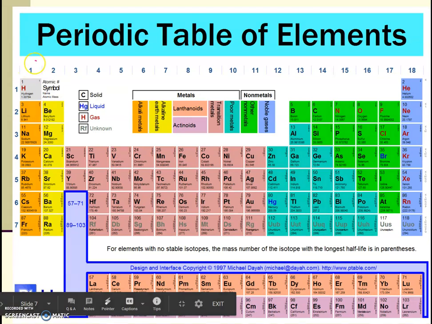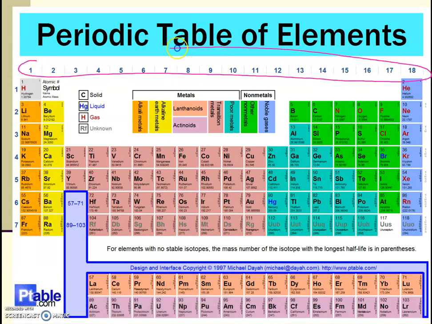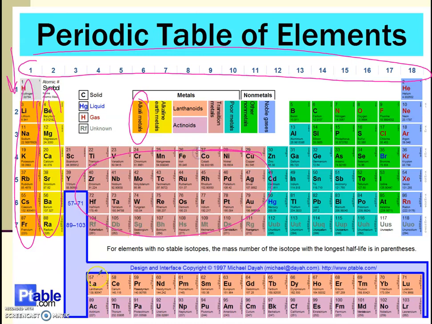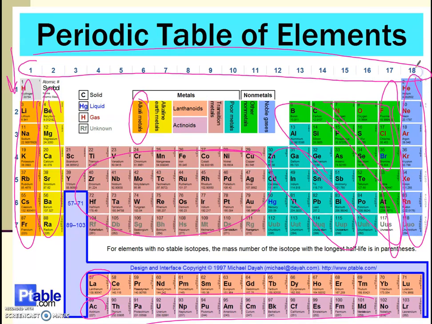So here are our 18 different columns, our groups, and they all have special names. In the next video, we'll go over what each one of these is, with the alkali metals, alkali earth metals, our transition metals, our lanthanide and actinide series over here. Then we have some other elements, our metalloids, our other nonmetals. Then we have our halogens and our noble gases.